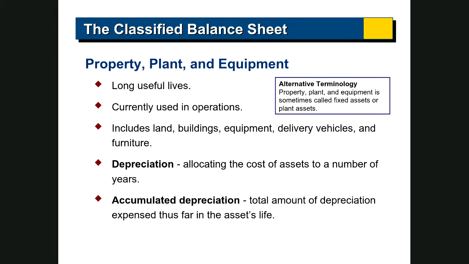Moving along, the third category is property, plant, and equipment. These are assets that are used inside the operations of the business. So for example, you bought computers, or machines, or equipment to produce goods. These are long-term assets. They are used over a number of years. They include land, buildings, equipment, vehicles, furniture, etc.